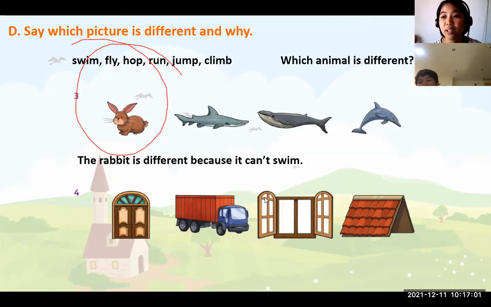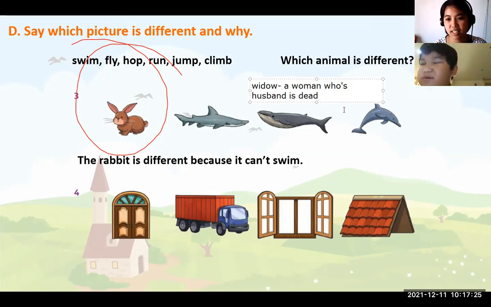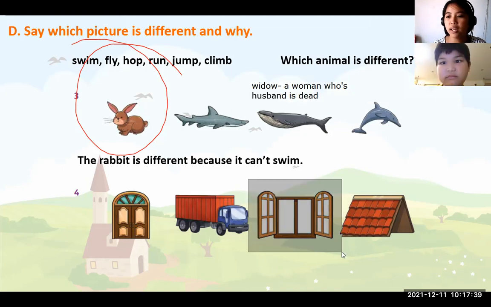Do you know? A widow is an old woman that her husband already died. So we call that one a widow. This is the spelling then. A widow. A woman whose husband is dead. Widow. A woman whose her man is dead. Okay, you say husband. Husband. Okay, very good. So what is this one? A window and a widow.